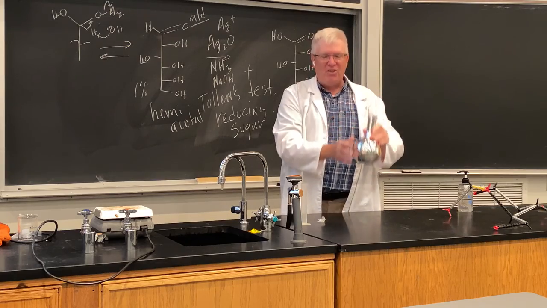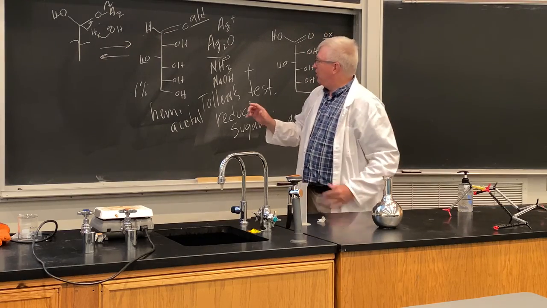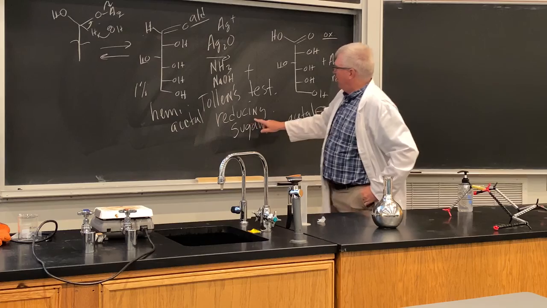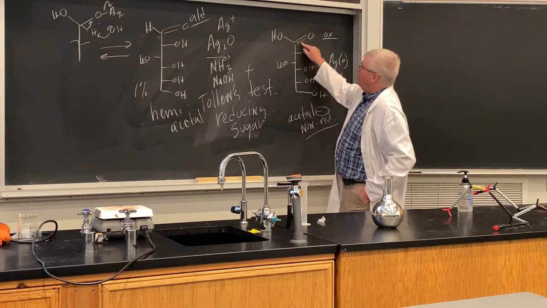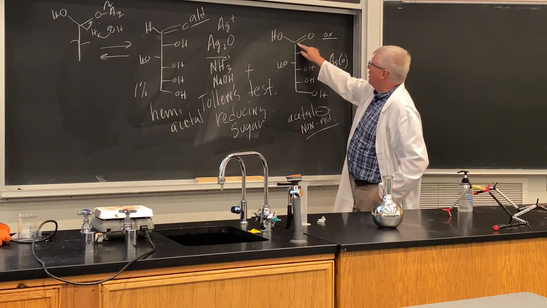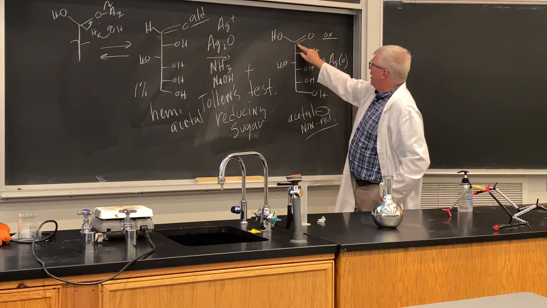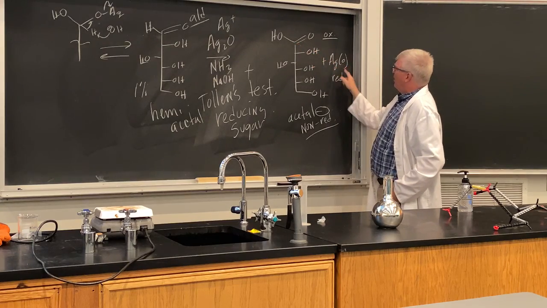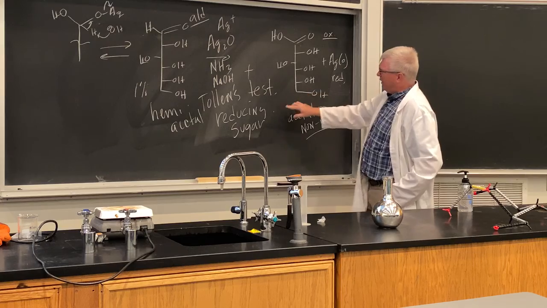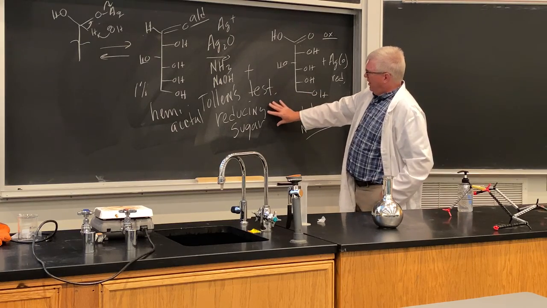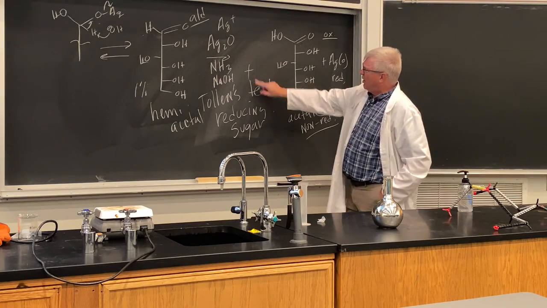The silver got reduced. So what do we say about the sugar? We say the sugar is a reducing sugar, not referring to itself, because the sugar actually got oxidized to the aldonic acid. The silver is what got reduced, okay? But that's how we talk about the Tollens test. Is it a reducing sugar? Does it give a positive Tollens test?